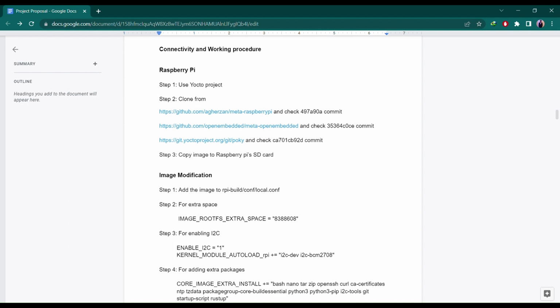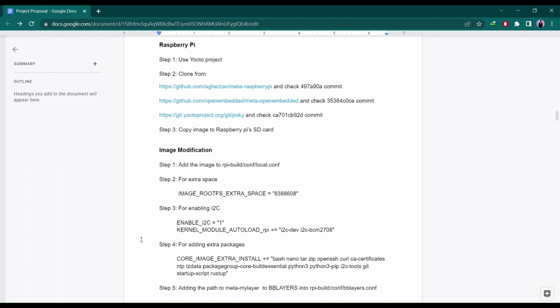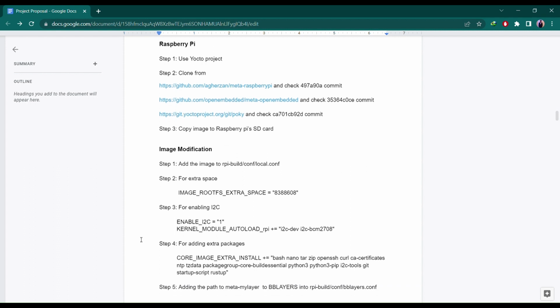First, we add our path. We have to run several commands to acquire some extra space, enable I2C, and install extra packages. We need to add our path to meta layers too.